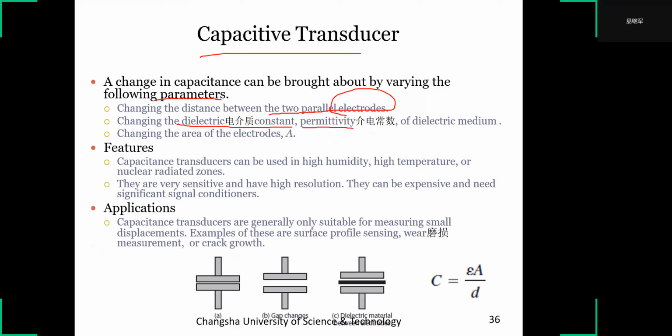Permittivity of the dielectric medium. Change the area of the electrode.